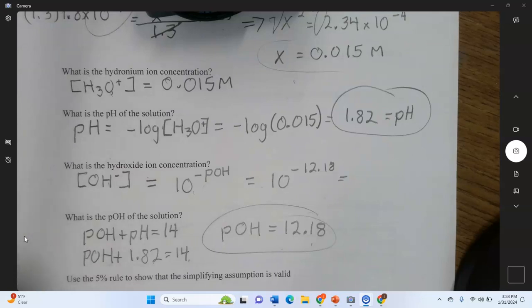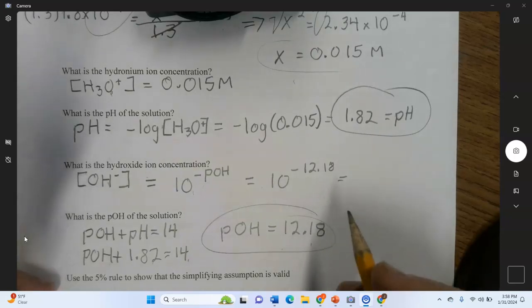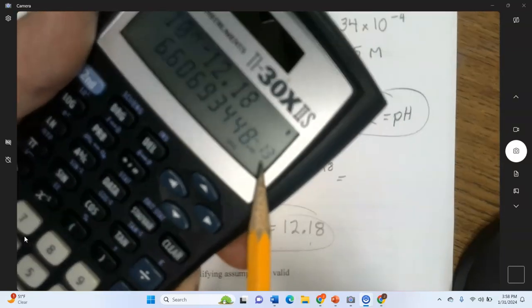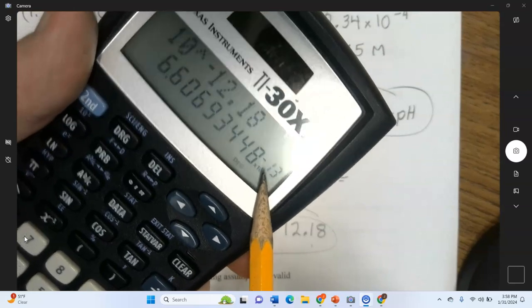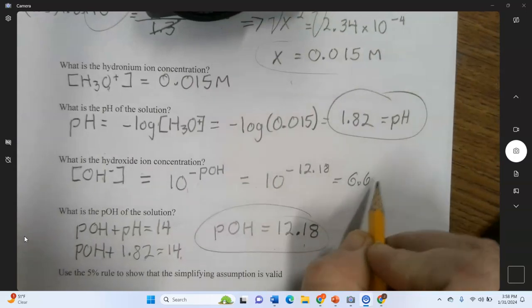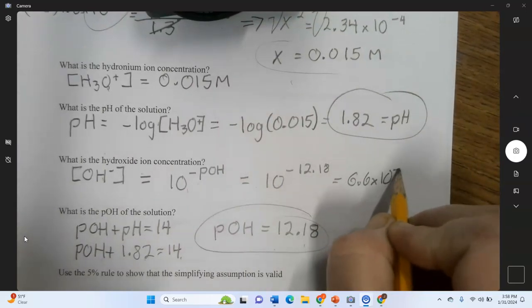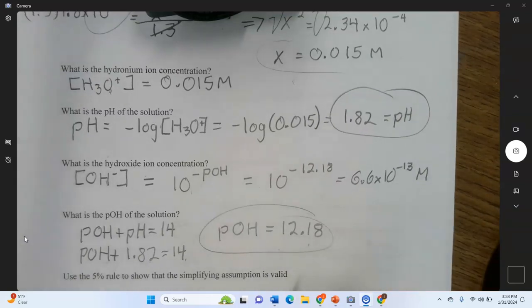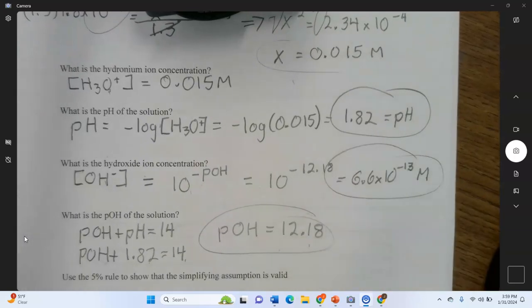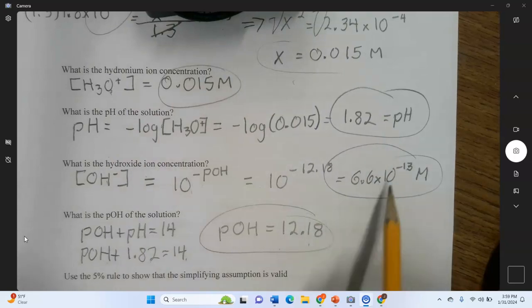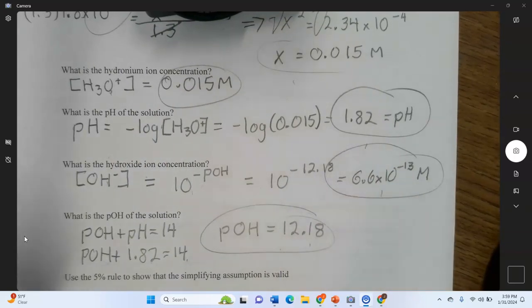That's going to equal 6.6 times 10 to the minus 13. You got to be careful. It's a concentration, so it's going to be really, really small, okay? Especially in an acid reaction. So 6.6 times 10 to the minus 13. And again, it's a concentration, so it's molar. pHs, you don't have any units of measure, but for concentrations you do, okay? So there's that. So we've got them all. We got hydronium ion concentration, hydroxide ion concentration, pH, and pOH.